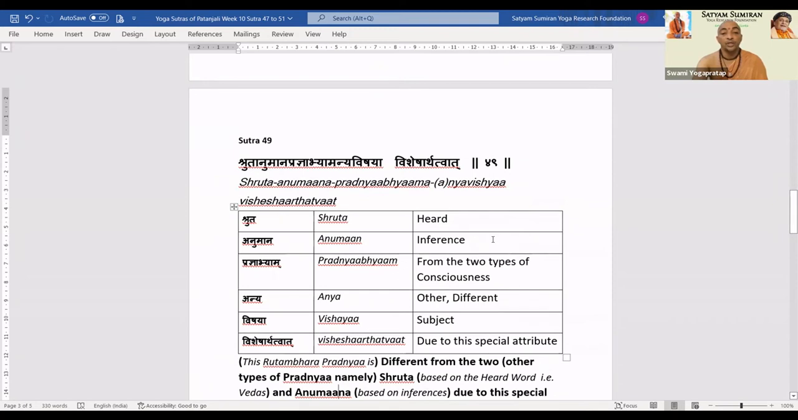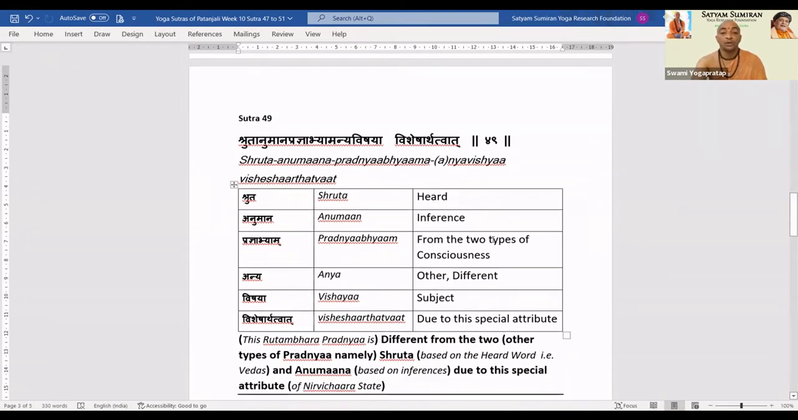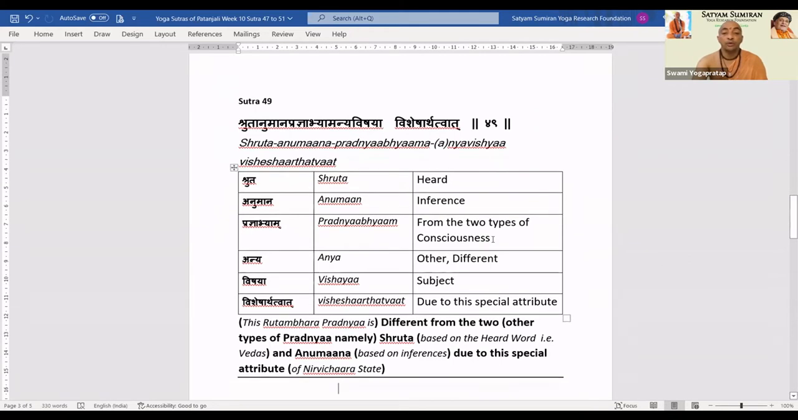And what is Rutambhara Pradnya? Shrutanumana Pradnya Abhyam Anya Vishaya Visheshartha. Shruta, that which is heard, or that which has come to us from the Shrutis. Anumana is the inference. When you infer based on the knowledge you have developed, then. So this is the knowledge which we receive from the world external. And based on that knowledge, a specific prajna develops within us. And we are able to work our way through the world, through all these activities, right up to Samadhi.